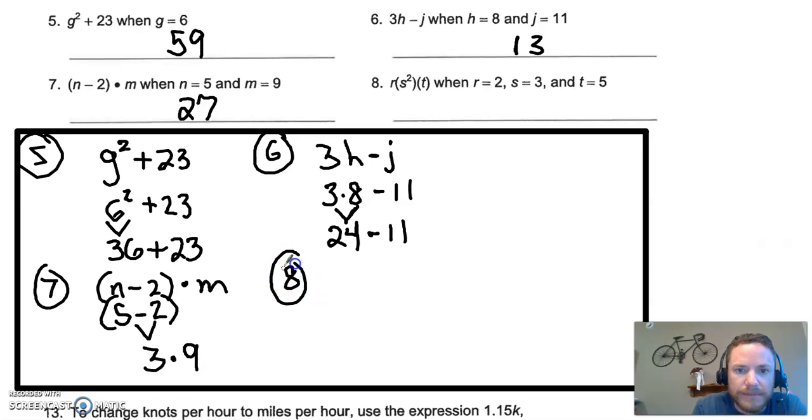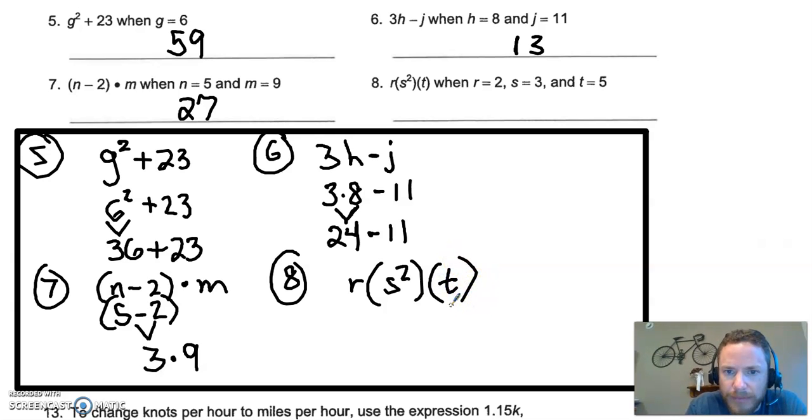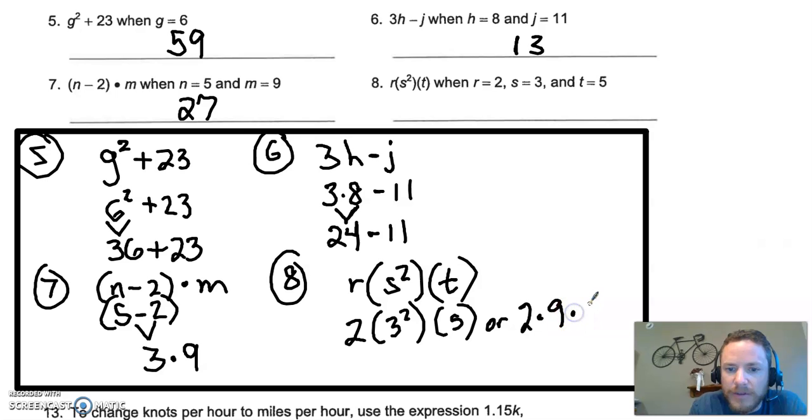Let's try number 8. r parentheses s squared parentheses t. This one's tricky, but we can do it. I'm going to take the r out and replace it with 2, the s out and replace it with 3, and the t out and replace it with 5. Something you may or may not have picked up before is that all of these parentheses mean multiply. So I could even rewrite this as 2 times 3 squared times 5. 3 squared is 9.